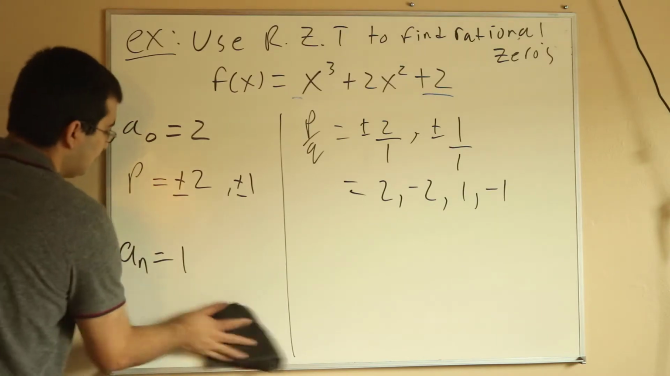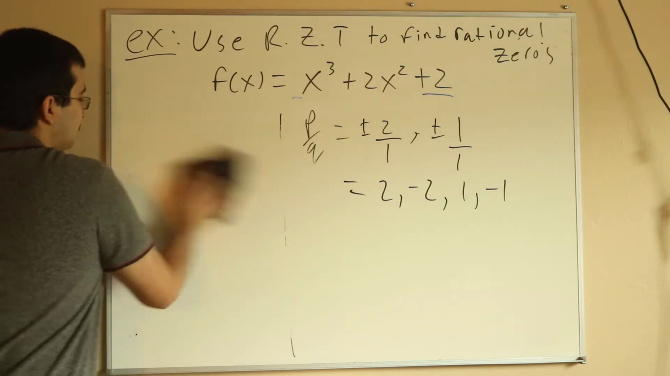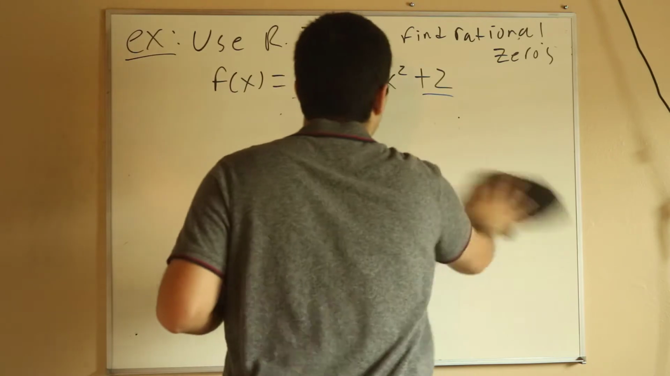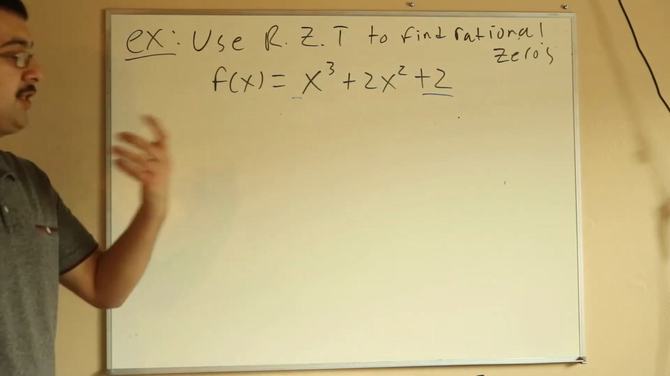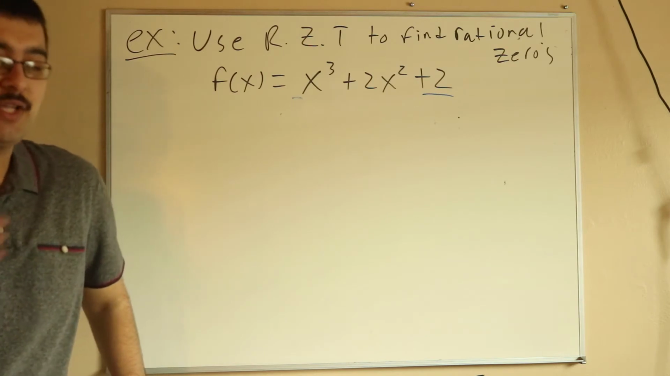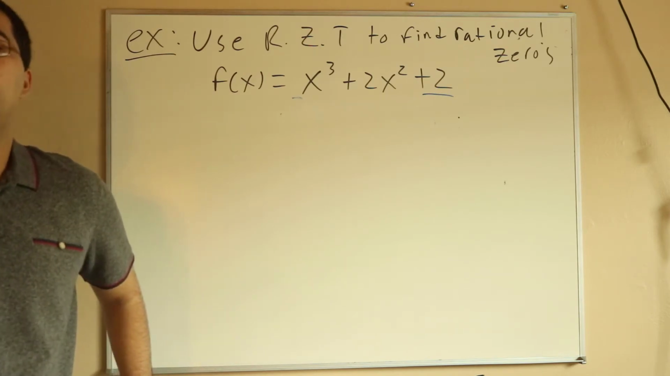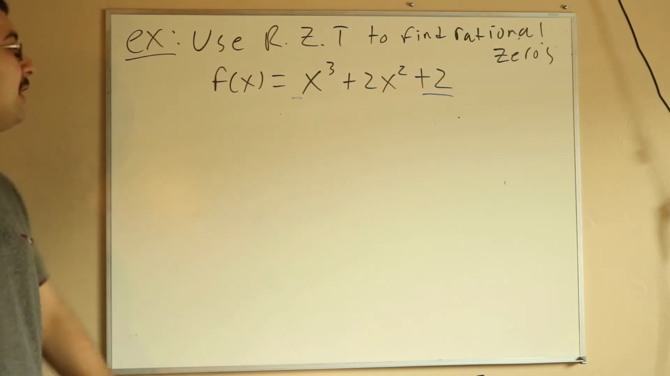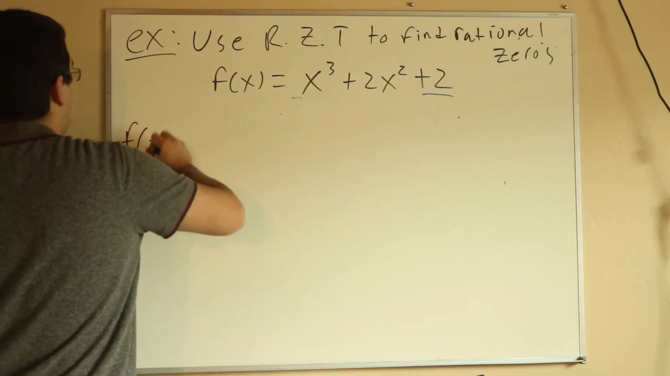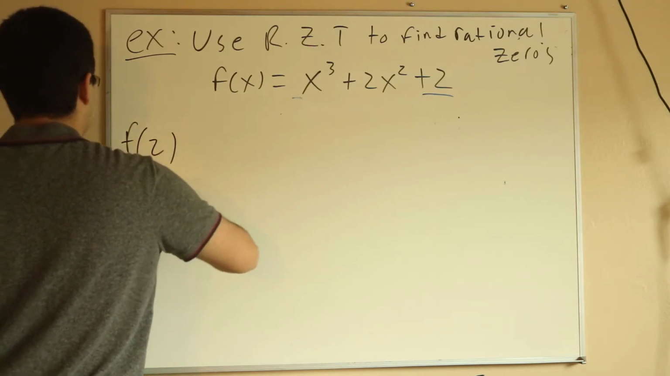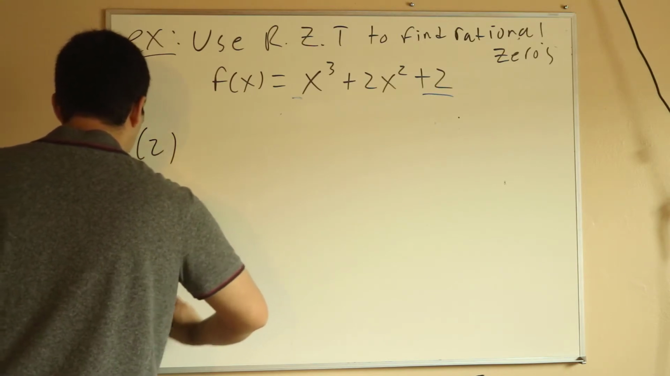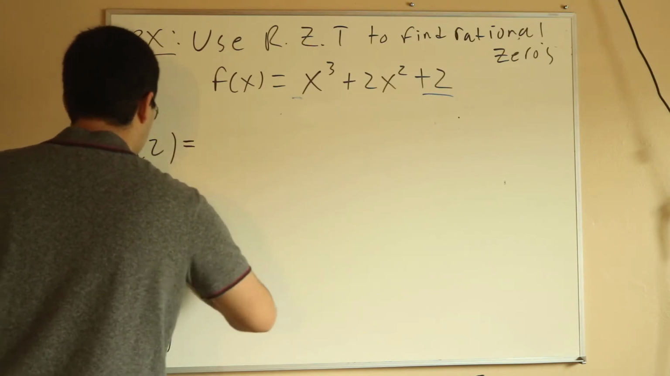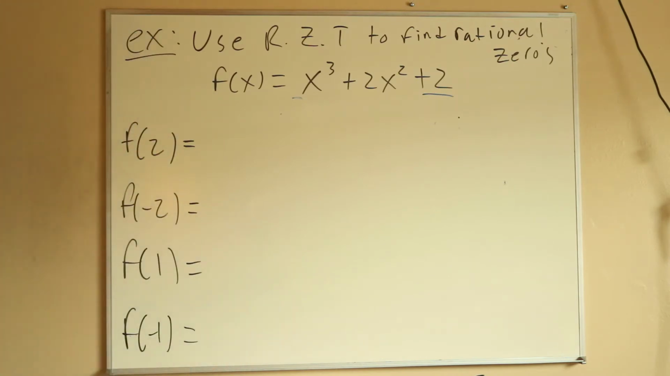Okay, so like I said, once the rational zeros test gives you that list of numbers, for now it falls upon us to go ahead and plug and chug, figure it out. So I want to do f of 2, f of minus 2, f of 1, and f of negative 1. Let's go ahead and walk through all 4 of these function evaluations.